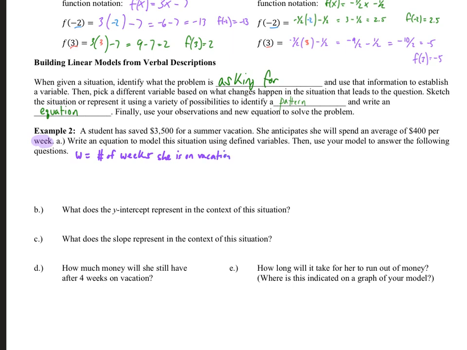Okay. And then, it doesn't really say it anywhere specifically, but the rest is talking about money, how much money she has. So then I'm going to use A, and I'm going to define that as the amount of money she has.